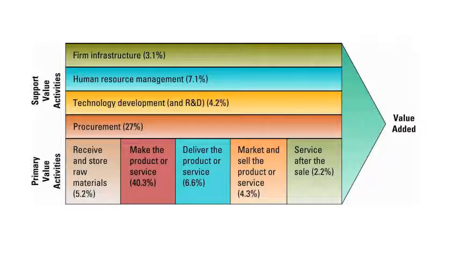However, for support value activities, the first activity is firm infrastructure. Second is human resource management. Third is technology development and R&D. And lastly, procurement.